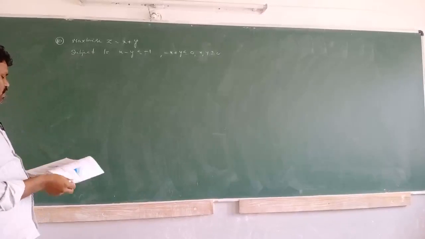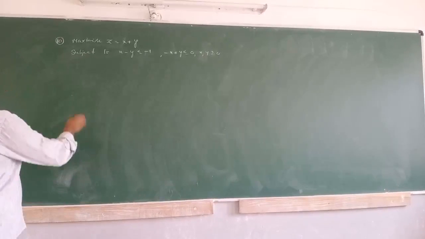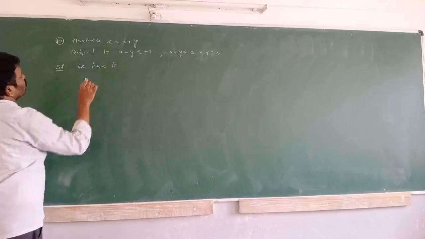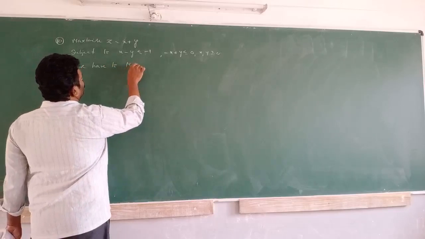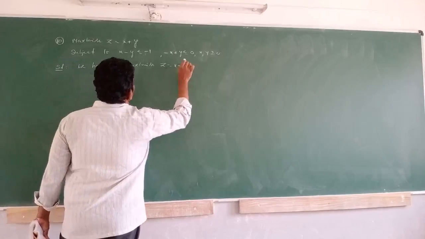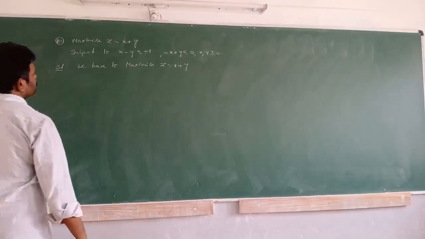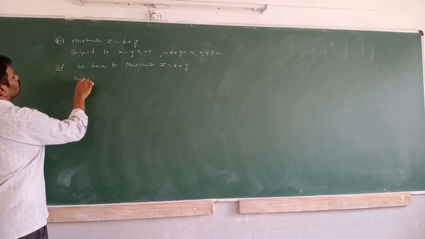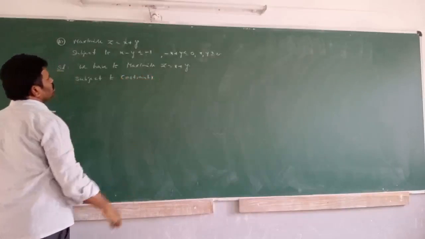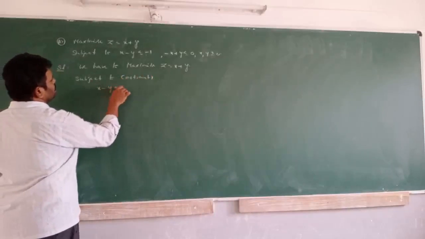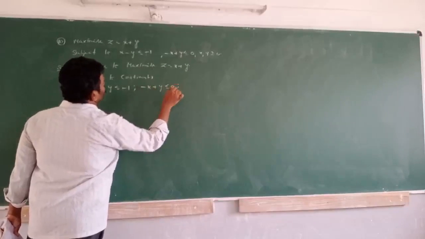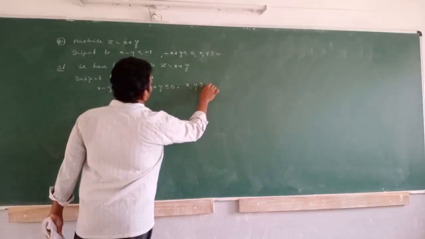Right, so 10th question, the last one in the exercise. Okay? This one also you want to convert to maximize. Same process. We have to maximize z is equal to x plus y, subject to the constraints: x minus y is less than or equal to minus 1, minus x plus y is less than or equal to 0, x comma y is greater than or equal to 0.